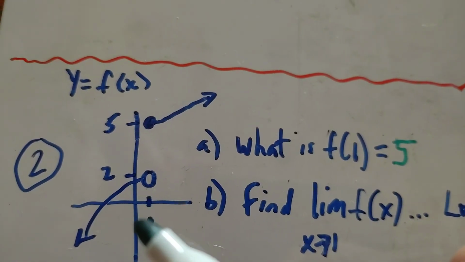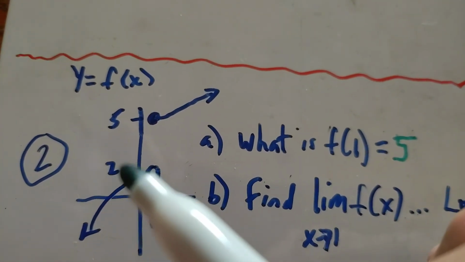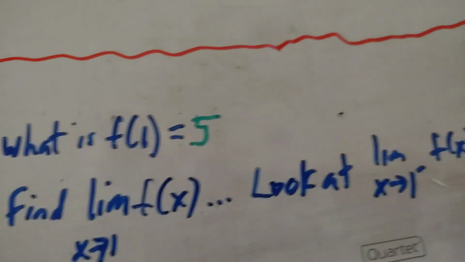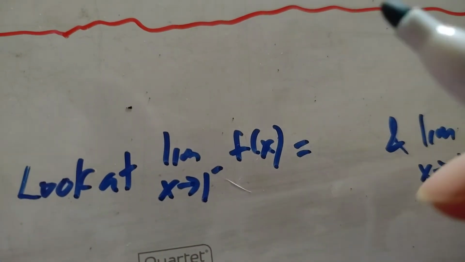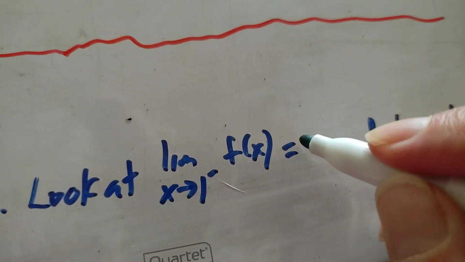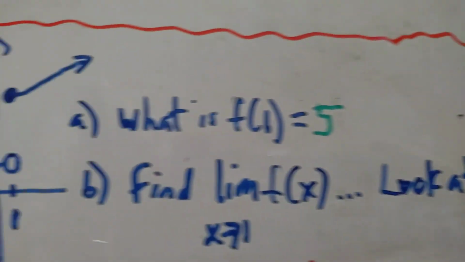Well, it's getting closer and closer to this value of 2. So let me write that down. The limit as x approaches 1 from the left of f of x is equal to 2. Let's go back to make sure that looks good to you.